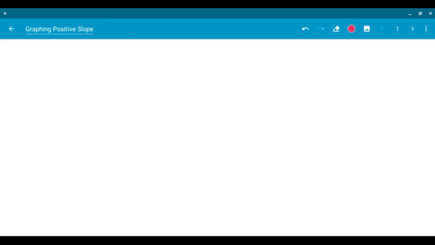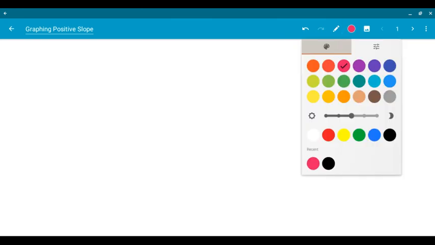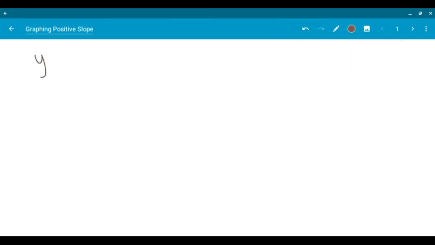Hi everyone. Today we are going to look at graphing lines with positive slopes only. So let's first start by looking at how a linear equation is written in slope-intercept form. So we should all be familiar with y equals mx plus b.